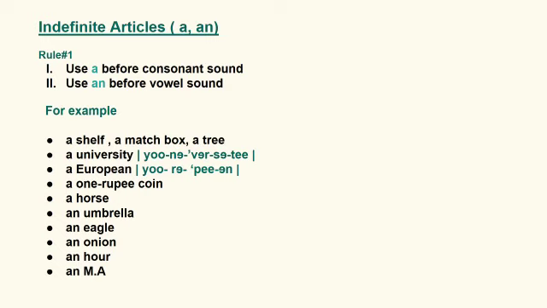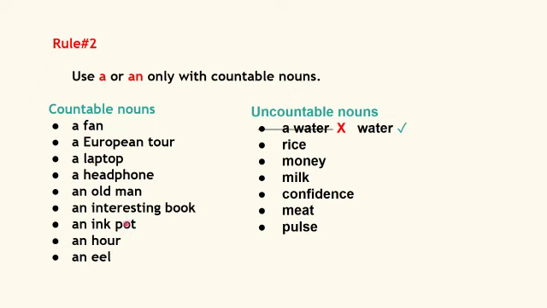Now rule number 2. Use a or an only with countable nouns. Here we have got some examples of countable nouns. A fan. We can use one fan, two fans. We can use one laptop, three laptops. We can use one headphone, two headphones, one old man. We can count it. So, a fan, a European tour, a laptop, a headphone, an old man, an interesting book, an inkpot, an hour, an eel.